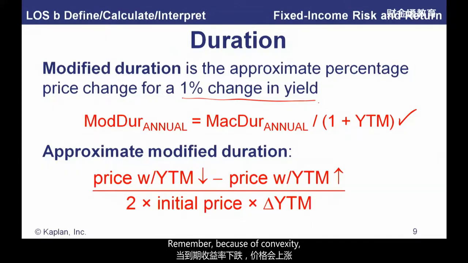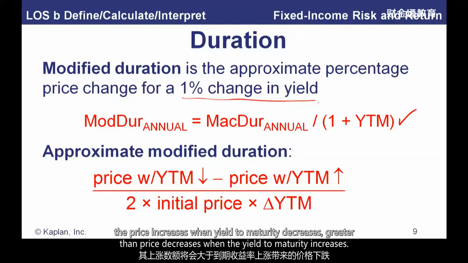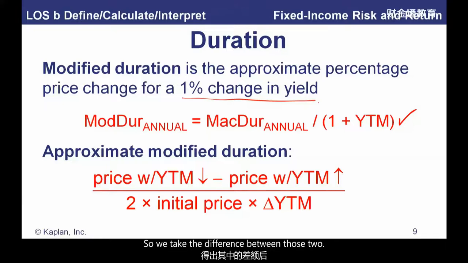Now, remember, because of convexity, the price increase when yield to maturity decreases is greater than the price decrease when yield to maturity increases. So we take the difference between those two, and we divide it by 2 times the initial price times the change in yield to maturity. And that change in yield to maturity is entered as a decimal.